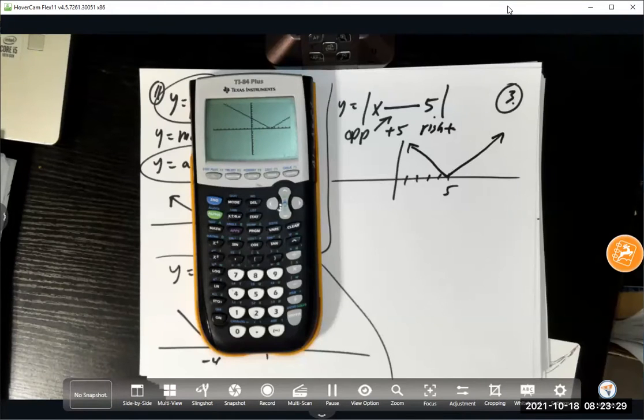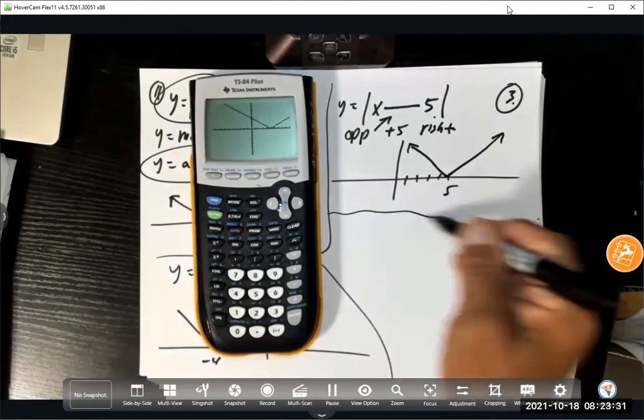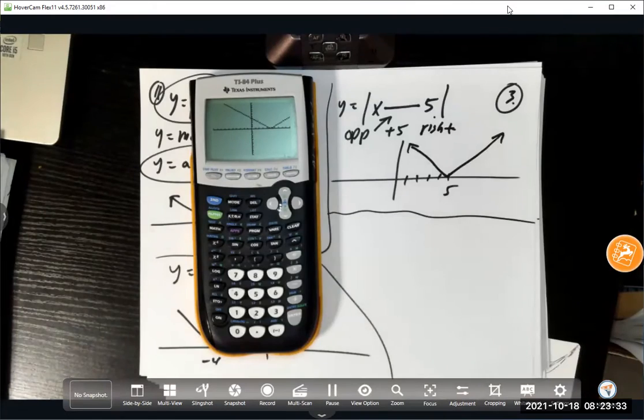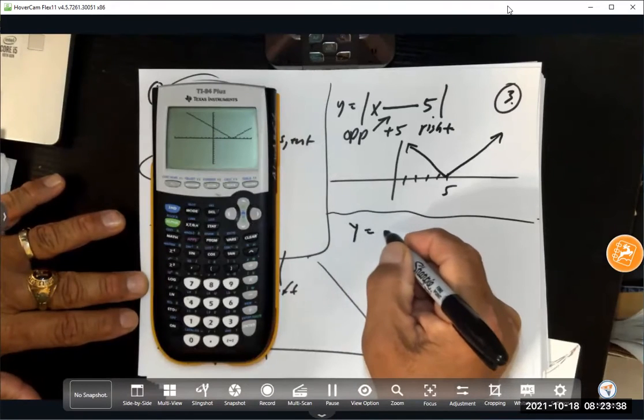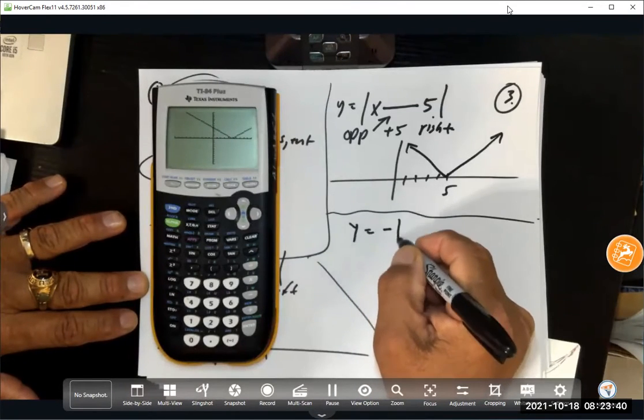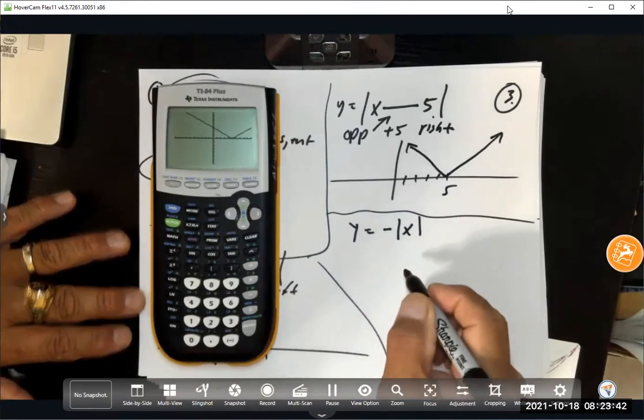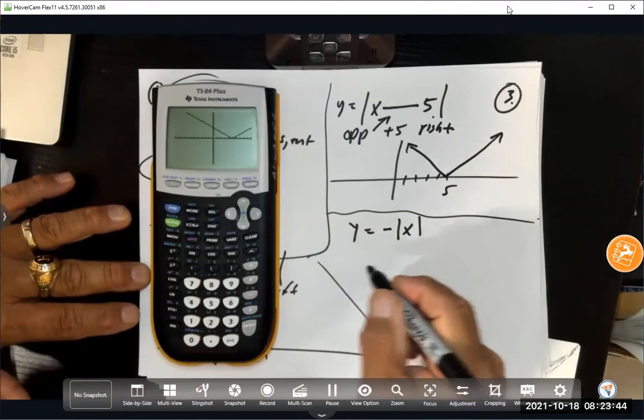Tell me yes, tell me no. Yes, sir. Right, success again. So now you can guess what's gonna happen. If I put a little negative sign in front of this absolute value of x, you know it's gonna flip it upside down, right? So let's just do that.